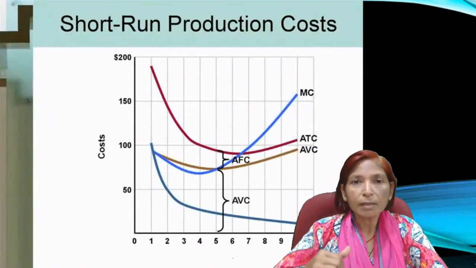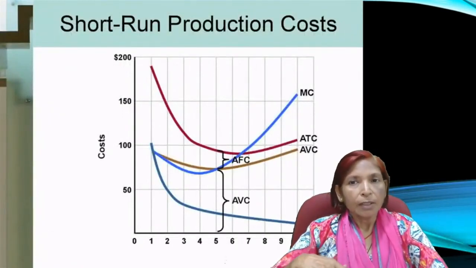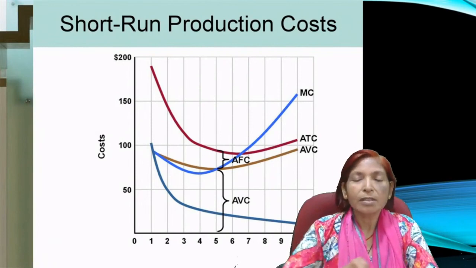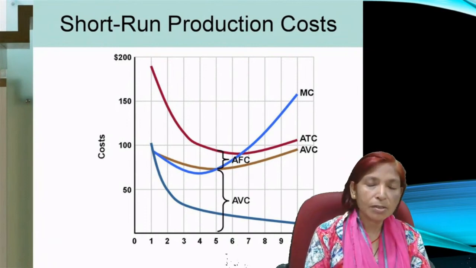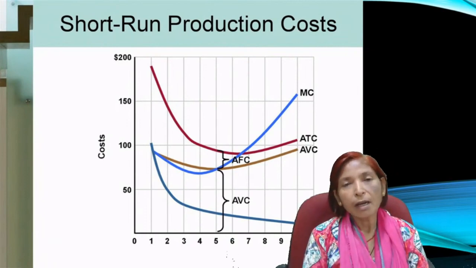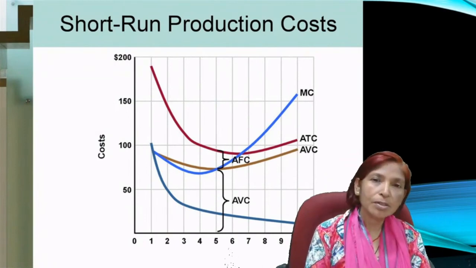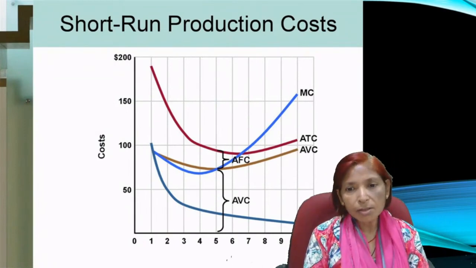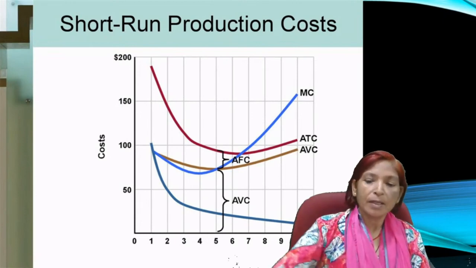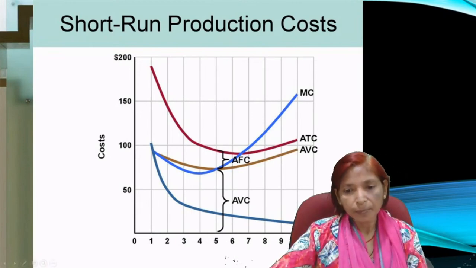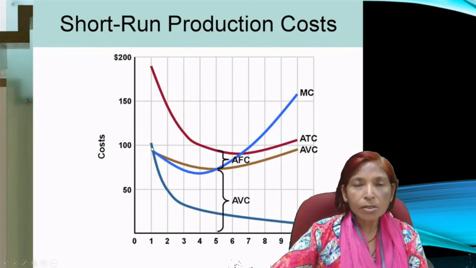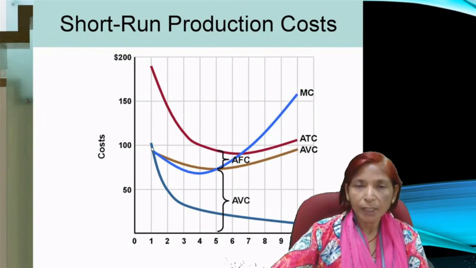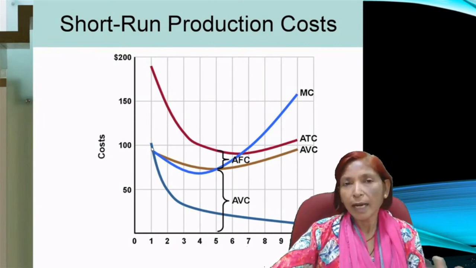Next is short run production cost. You know that there are so many costs which are related with a short time period, like total cost, total fixed cost, total variable cost, average fixed cost, average variable cost, and marginal cost. So average fixed cost is the per unit cost of fixed factors. And you know that fixed factors are land and capital, which can't change in the short run.